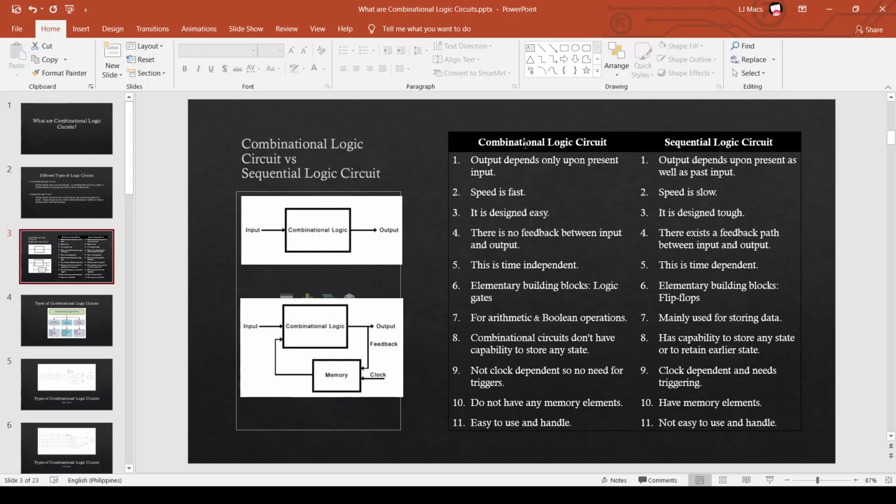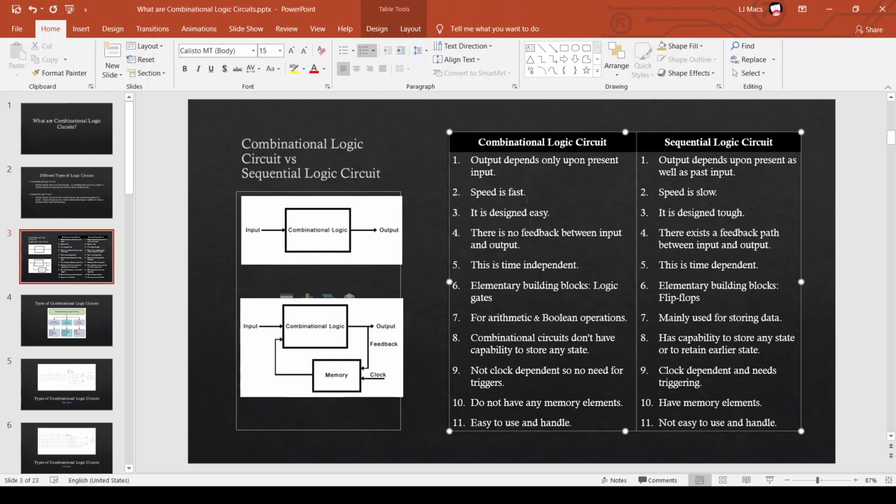The combinational logic circuit, which we talked about earlier, is faster, whereas the sequential logic circuit is slower. It is also easier. You'll see later why this is easier, and as we said, there is no feedback loop between the output and the input. For number 5, this is time independent, while the sequential circuit is time dependent, since you see this clock right here.